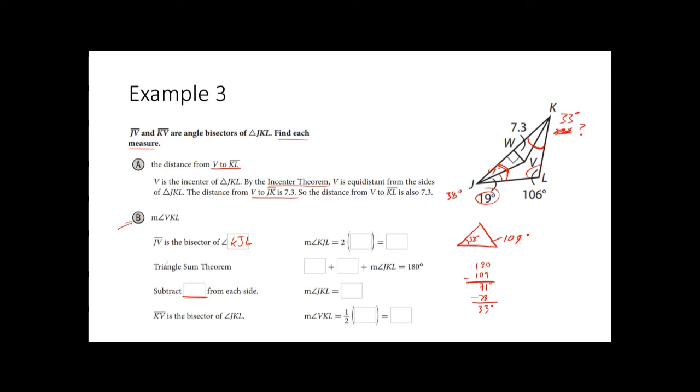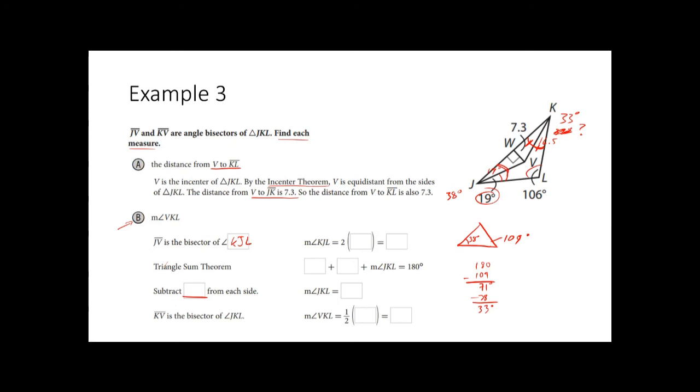So if that's 33 degrees, okay, we know that this angle should be the same as this angle because that's an angle bisector. So what's half of 33? All right, and you should get, I believe, I'm trying to do the math in my head, it's not pretty, 16.5.